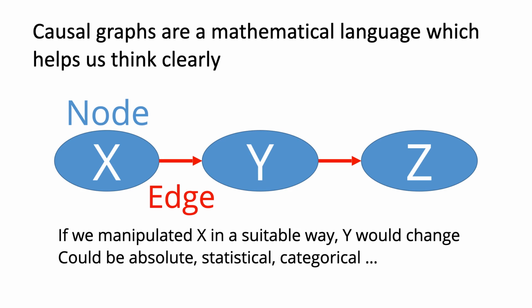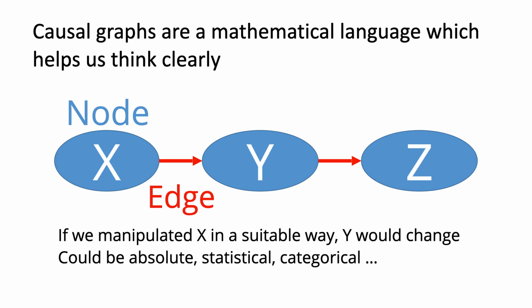And the meaning of an edge, so if we have a node x and a node y that are connected by an arrow, the meaning of that arrow is that if we were to change x in some suitable way, then y would also change. And this change could be deterministic or statistical. The variables could be continuous or categorical. All we're saying is that this is our hypothesis about a world. X affects Y and Y affects Z.